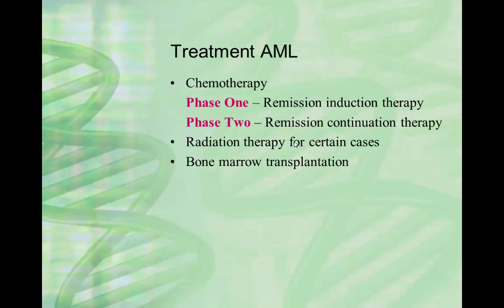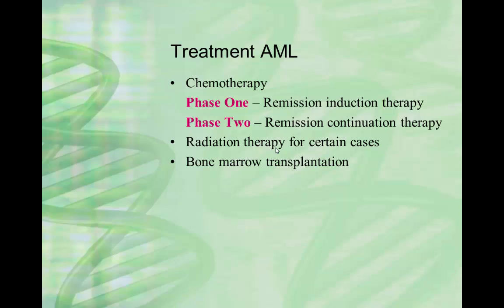Okay, the treatment is basically chemotherapy by induction or consolidation, and sometimes stem cell transplantation. Induction therapy is phase 1, and phase 2 will be remission continuation therapy or consolidation. You could do radiation therapy for certain cases or bone marrow transplantation. What is the induction therapy?